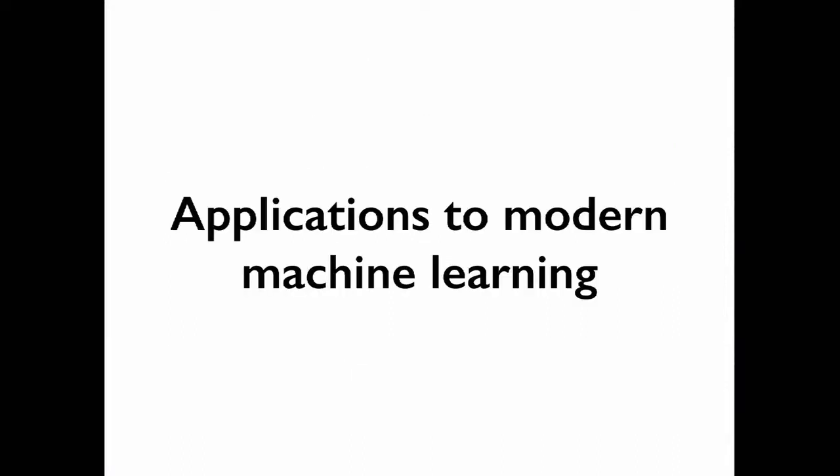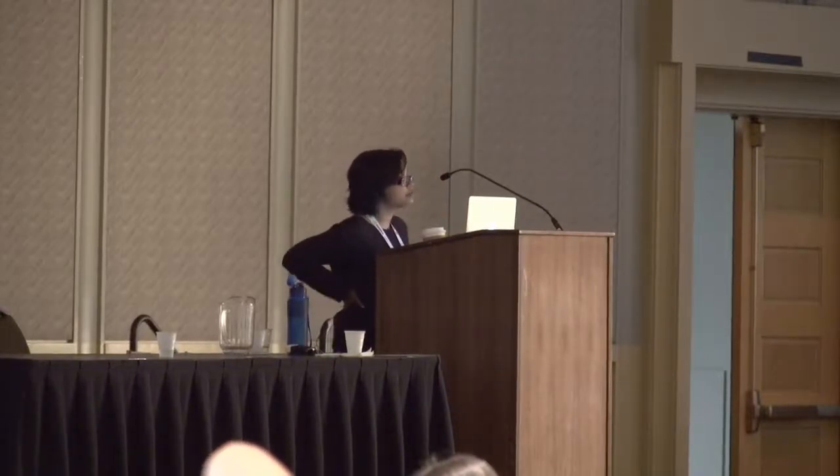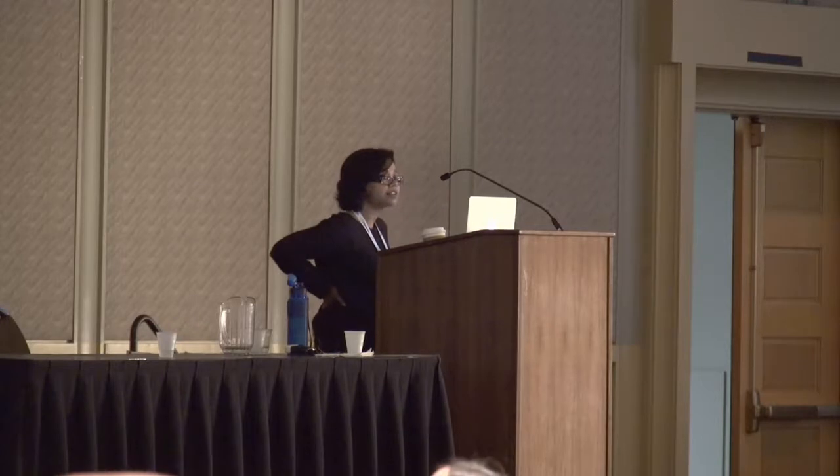So next, I'm going to talk about a couple of case studies of these methods applied to modern machine learning. So far we have talked about tools for designing differentially private algorithms and differentially private machine learning algorithms. We will now look at a couple of case studies, okay? So when is differential privacy practical?